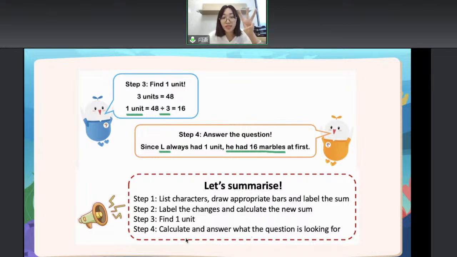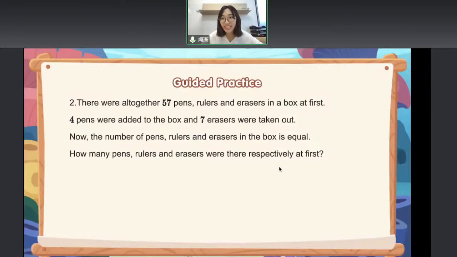Step 3, to find a new 1 unit. And for the last step, that is to calculate the answer and pay attention to the question. What is the question looking for? Is the question asking for the single person or for the total? Okay, read the question super carefully. Now for this, let's try guided practice.